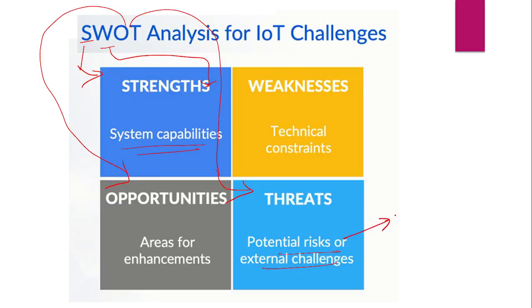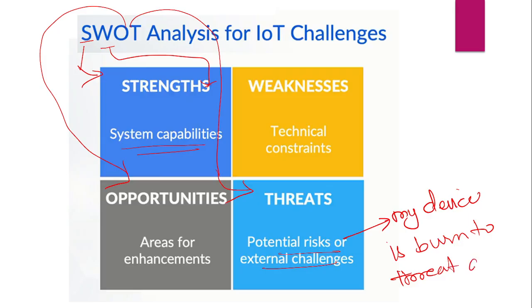It means that my device is prone to threat attacks, because someone can easily hijack my IoT devices. Accordingly, the devices can be attacked through cyber attacks. What are the different security measures I can plan for avoiding these threats? So these are the things to be analyzed with the help of SWOT analysis.